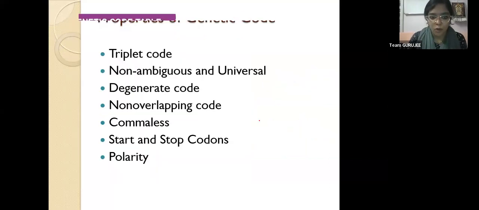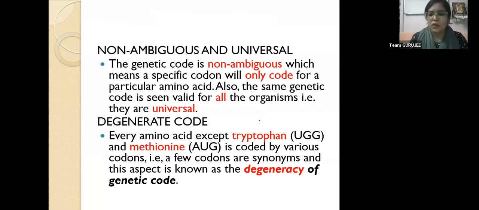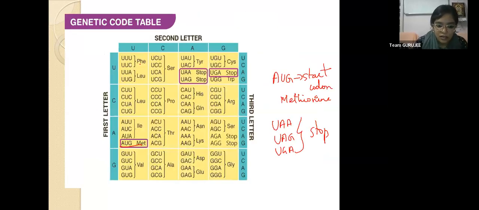These are some properties of the genetic code. Triplet code: I told you it is only in three forms. Non-ambiguous and universal. Non-ambiguous means a specific codon will have only one amino acid, but one amino acid can be coded by many codons. In this picture you can see phenylalanine can be coded by UUU and UUC. So an amino acid can be coded by more than one triplet, but one triplet has only one amino acid.